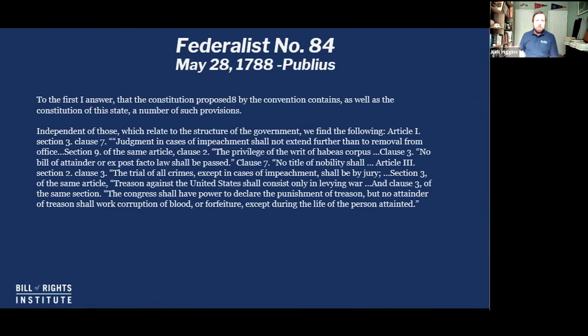Because just so you know, this constitution is also pretty great. And he details here in this paragraph all of the ways that the Constitution already protects the kinds of things that people are going to want protected in a Bill of Rights. So he points out specific clauses in the Constitution. He said Article 1, Section 3, Clause 7, judgment in case of impeachment. Section 9, I'm talking about the writ of habeas corpus, which is really important. Talks about Clause 7, no titles of nobility.